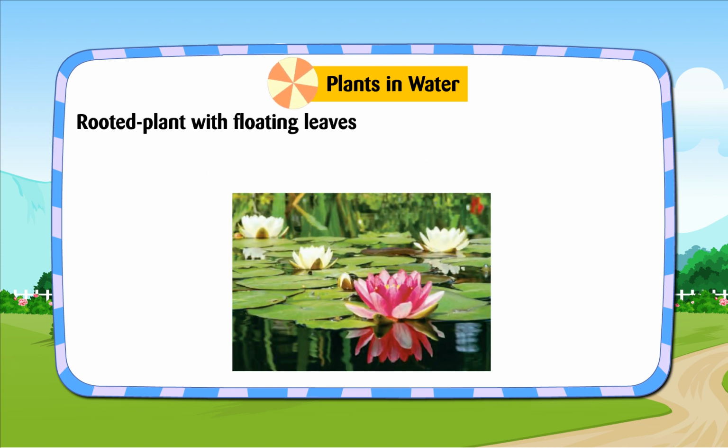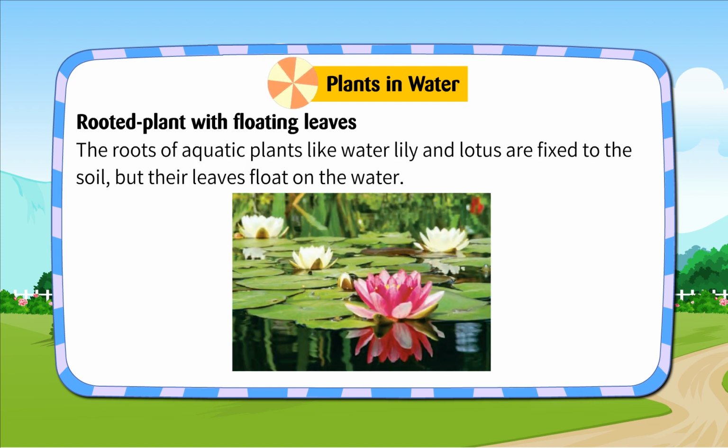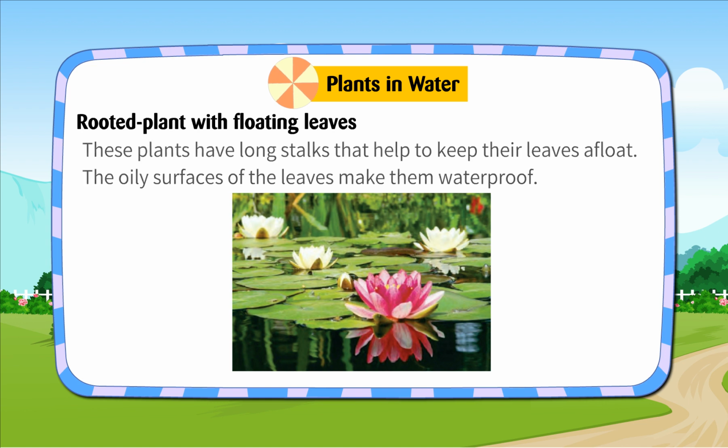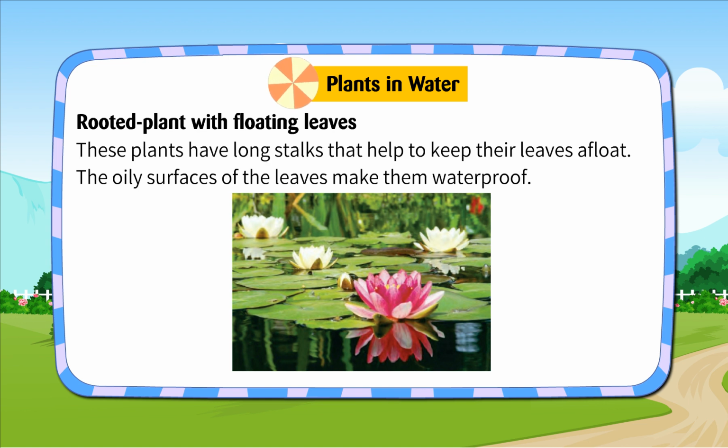Rooted plant with floating leaves. The roots of aquatic plants like water lily and lotus are fixed to the soil, but their leaves float on the water. These plants have long stalks that help to keep their leaves afloat. The oily surfaces of the leaves make them waterproof.